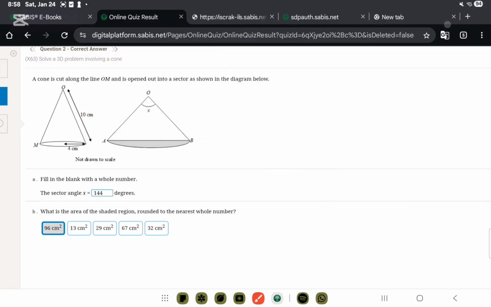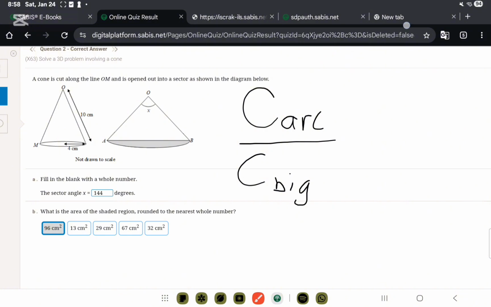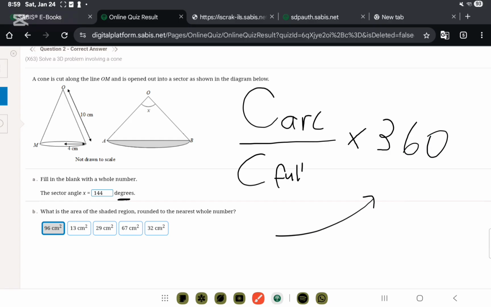Now we do the circumference of the arc over the circumference of the full circle, multiplied by 360. We're trying to find the angle in degrees, so we're converting radians to degrees. So what is our C arc?